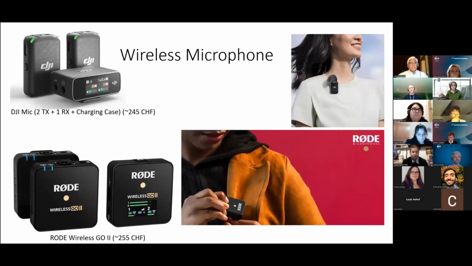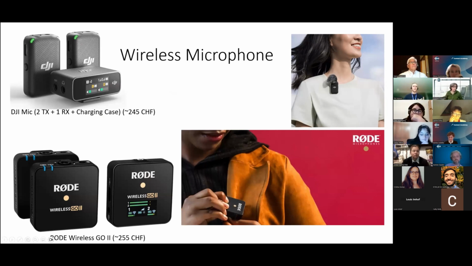Okay, now my personal favorite actually are these wireless microphones from DJI and Rode. The way they work is they're like a little box that you can just clip onto yourself, as you can see in the picture of the woman. And you can walk around anywhere you like, and the sound will always be good because it's being captured close to the source.